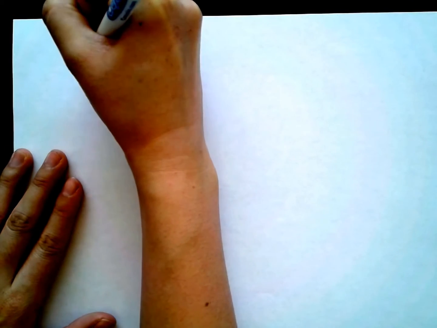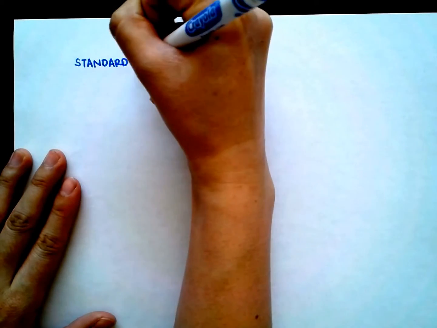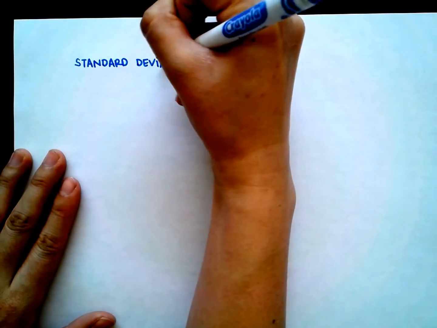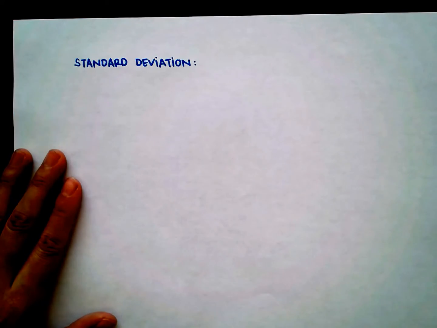In this video, we'll be going over what we call standard deviation. Now, standard deviation for scientists is a measurement. It's a number that's going to tell us how our measurements for a certain group of numbers are spread apart.